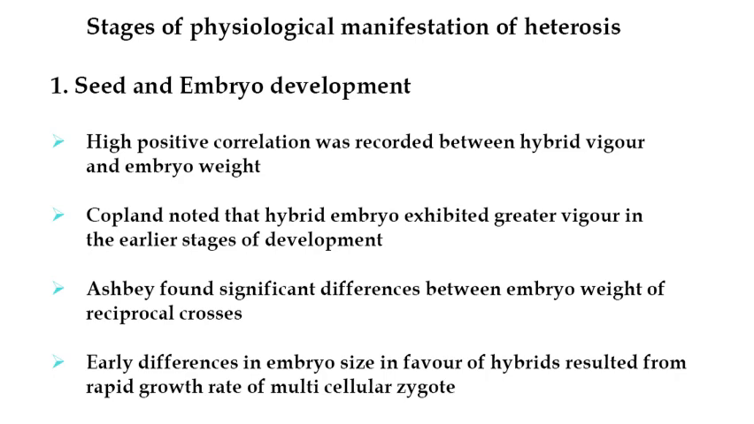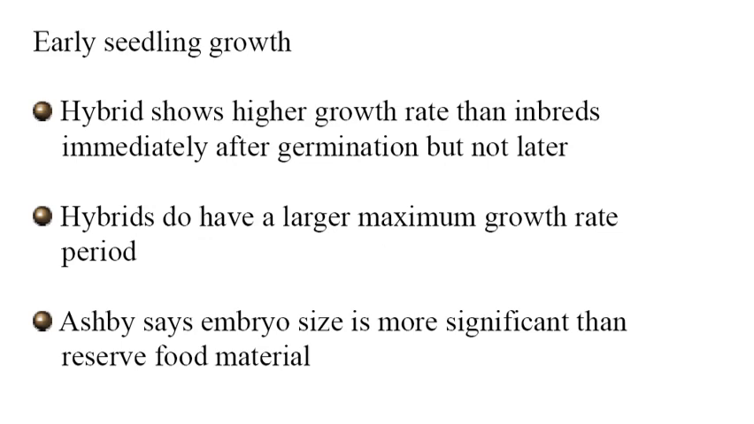Early difference in the embryo size in favor of hybrids resulted from a rapid growth rate of the multicellular zygote. That means there would be better compatibility if we go for hybrids, and this will show the initial vigor as well as initial higher embryo development due to the complementation of different physiological aspects.